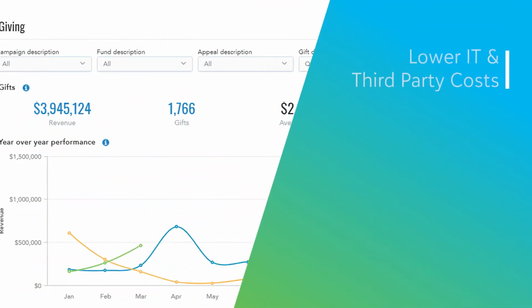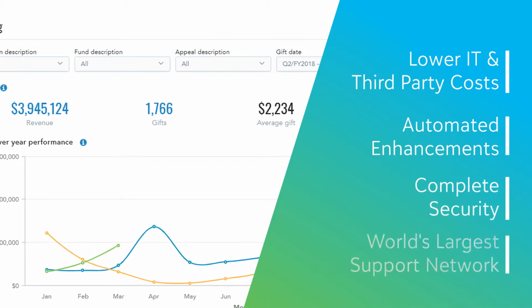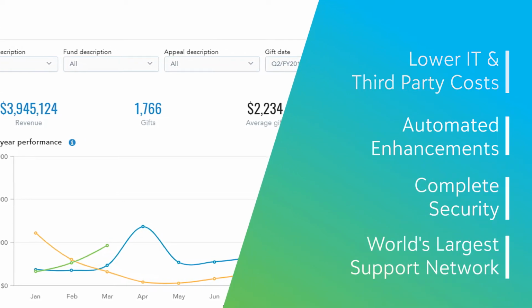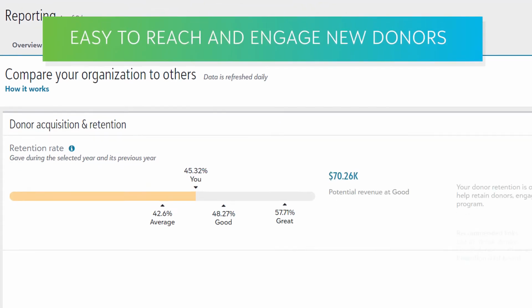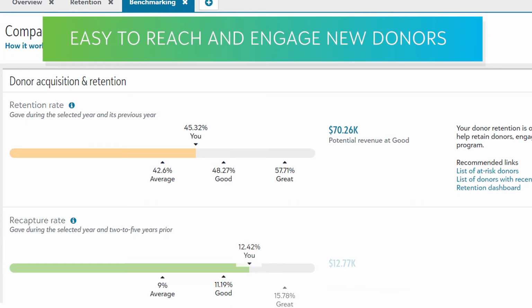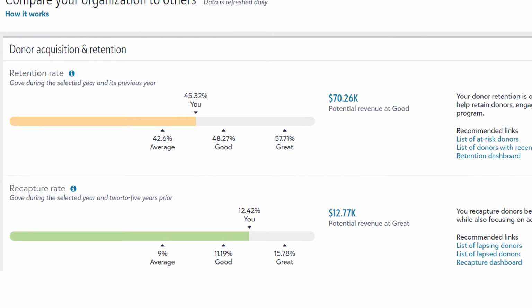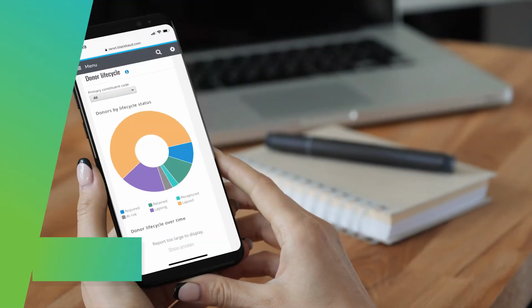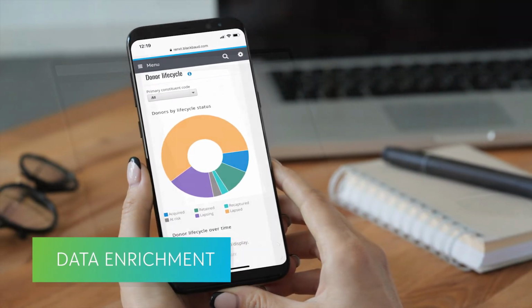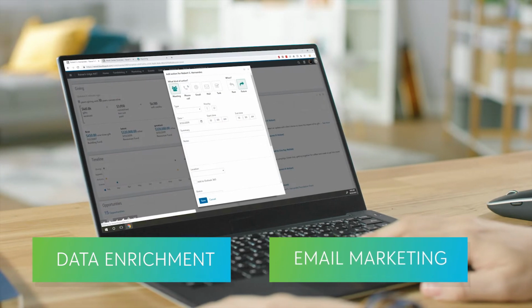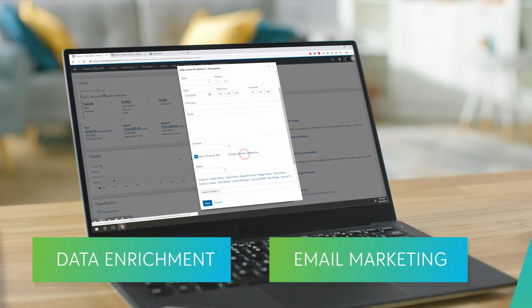Substantially lower IT and third-party costs, automated enhancements, complete security, and the world's largest support network make it even more beneficial. Blackbaud Razor's Edge NXT makes it easy to reach and engage new donors. Its acquisition tools help raise more money by automatically processing online donations, pledges, and payments through your website. Data enrichment services find missing addresses, emails, and phone numbers to reach more supporters, while email marketing simplifies engaging with supporters and seeing the impact of campaigns across multiple channels.